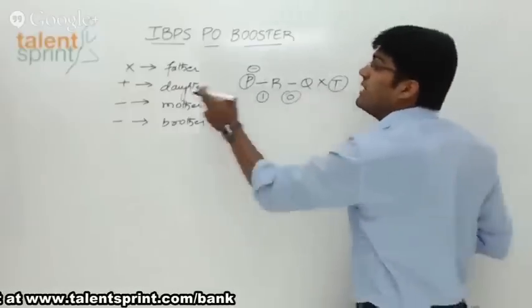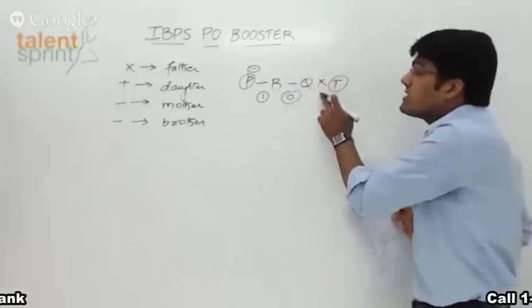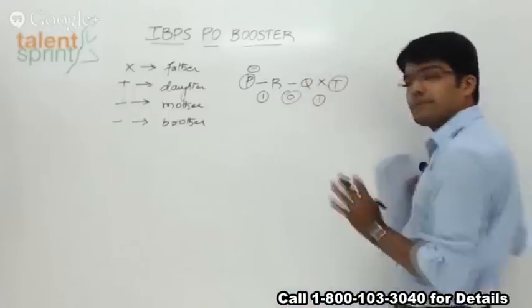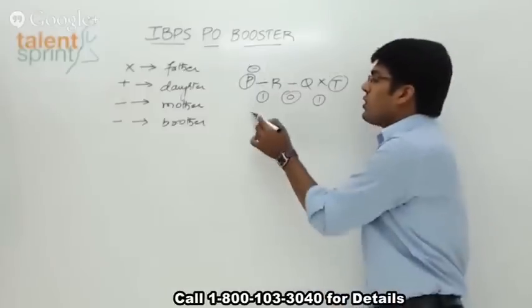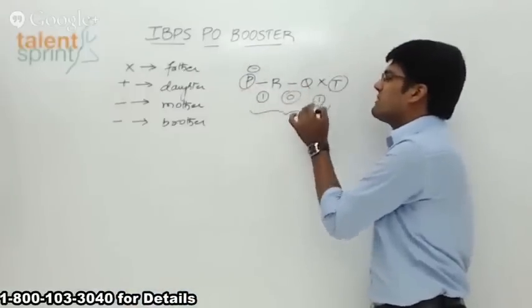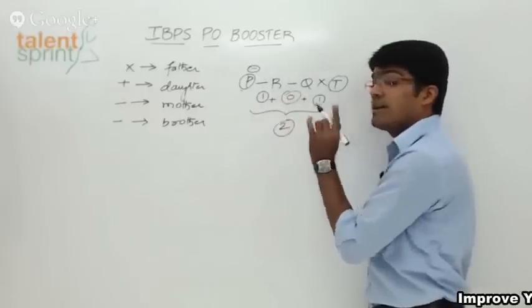Q into T. Into means what? Father. Q is the father of T. Forget about the gender. What's the generation gap? 1, because Q is the father of T. Now, the overall generation gap between P and T is how much? 1 plus 0 plus 1. Yes or no? 1 plus 0 plus 1. How much? 2.